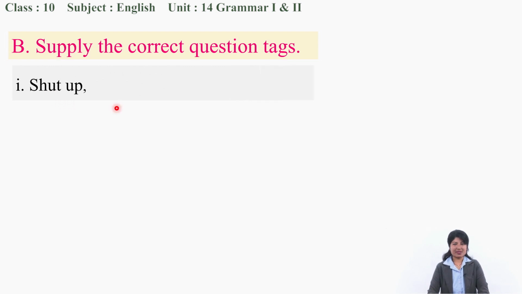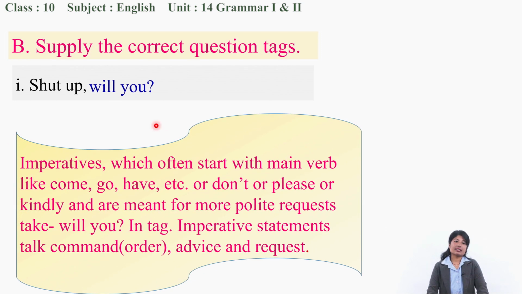Shut up. So at that time, what do we say? What is the tag? Will you? Yes, will you. So this is an example of imperatives. Imperatives often start with a main verb like come, go, have, etc., or don't, or please, or kindly, and are meant for a more polite request. If it is a request, they take "will you." In tags, imperative statements talk about command, order, request, advice. So these imperatives take "will you."